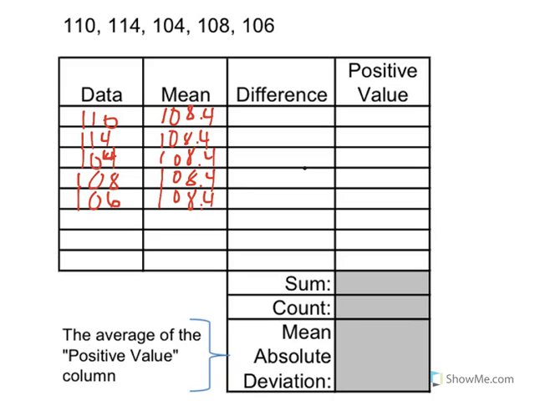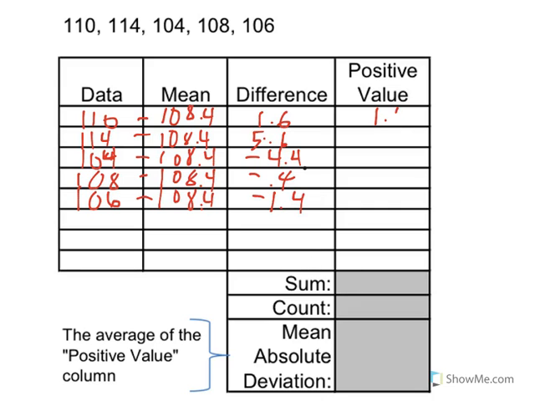So again, the data minus the mean. For the first one, it will give us 1.6. 114 minus 108.4 will give us 5.6. 104 minus 108.4 will give us negative 4.4. 108 minus 108.4 will give us a negative 0.4, and 106 minus 108.4 will give us a negative 1.4.